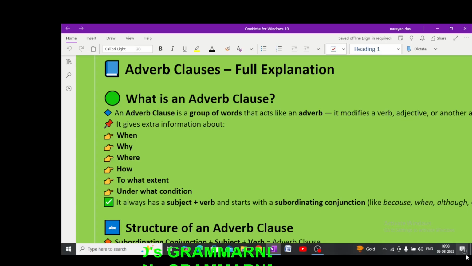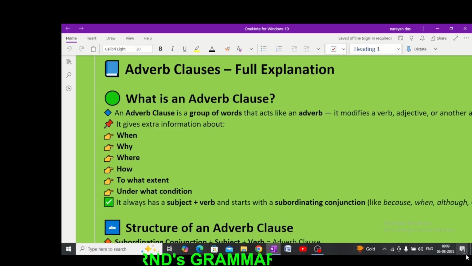What is an adverb clause? An adverb clause is a group of words that acts like an adverb. It modifies a verb, adjective, or another adverb. It gives extra information about when, why, where, how, to what extent, under what condition certain activities or actions happened or took place.